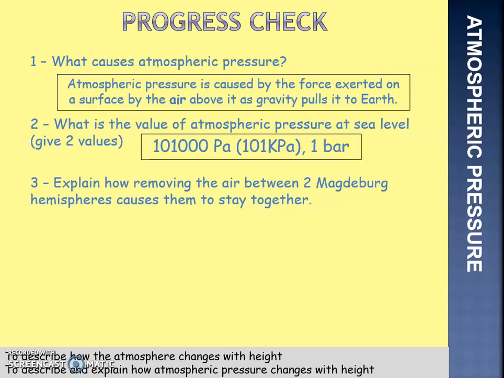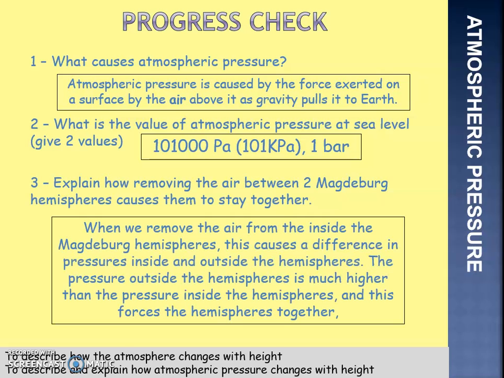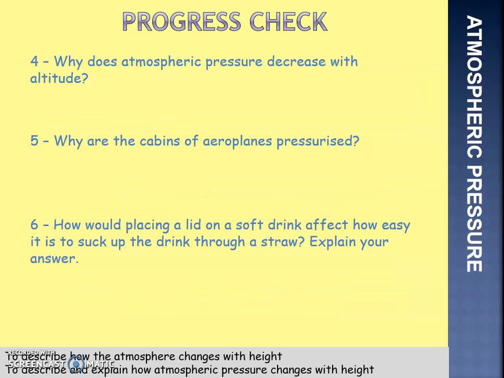How does removing the air between 2 Magdeburg hemispheres cause them to stay together? When we remove the air, this causes a difference in pressures inside and outside the hemispheres. The pressure outside is much higher than the pressure inside, and this forces those hemispheres together. 3 more questions to do. Pause the video whilst you attempt those.